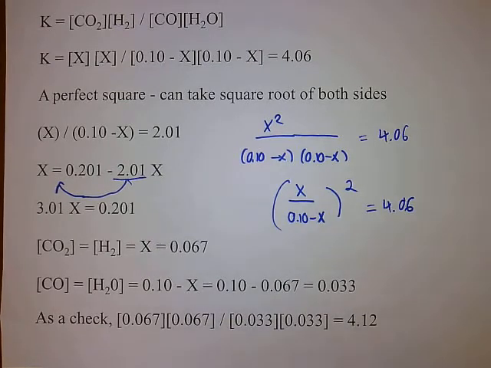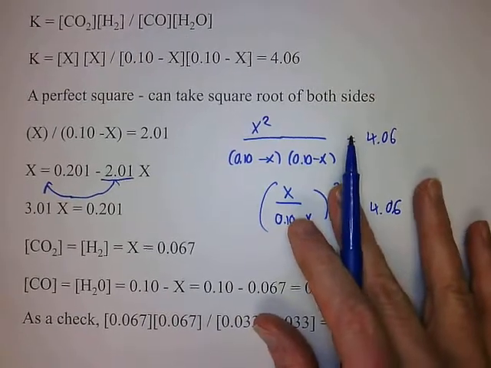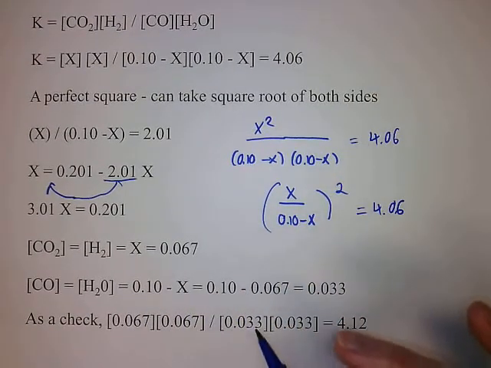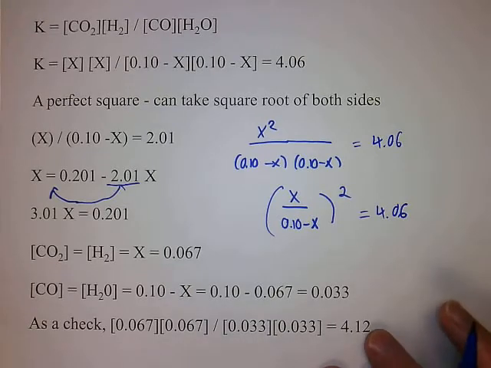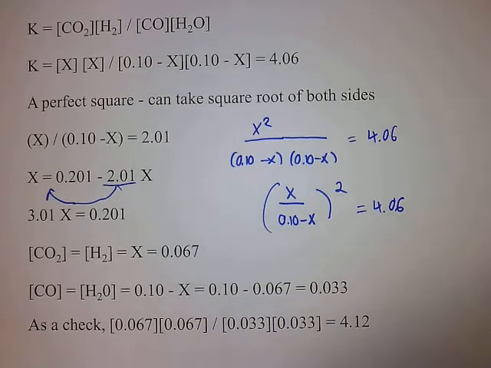All right, so there's a check that you can do. It's always a good idea to check if you can do it, and that's basically to plug all this in and see that it does come out to be 4.06. So we plug in 0.067 times 0.067 divided by 0.033 times 0.033, and you get 4.12, which is more than close enough. That's well within any kind of rounding errors. If we'd carried more digits, it would have come out a little bit closer. Okay, now, so that's the second type of problem.